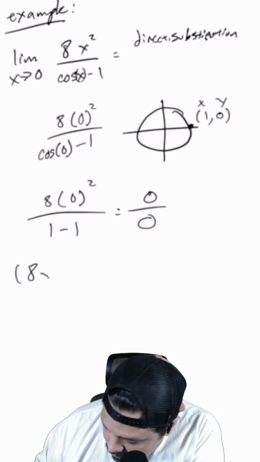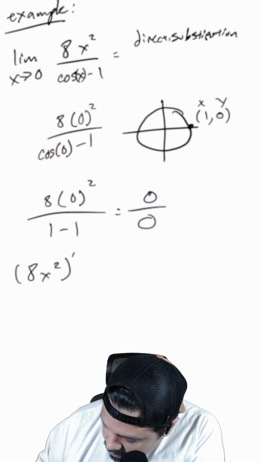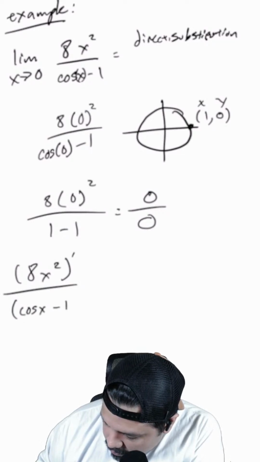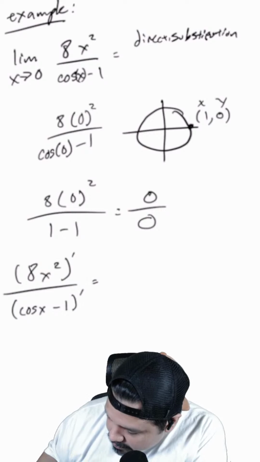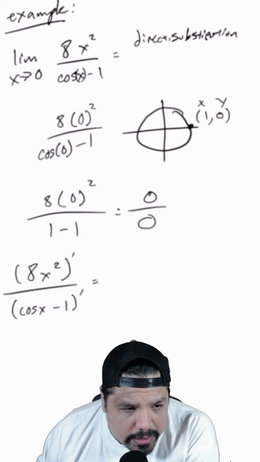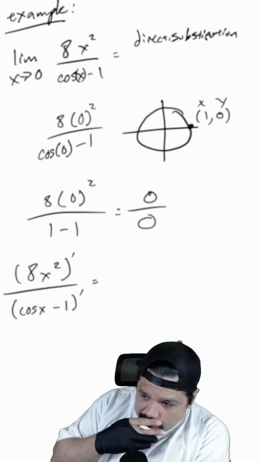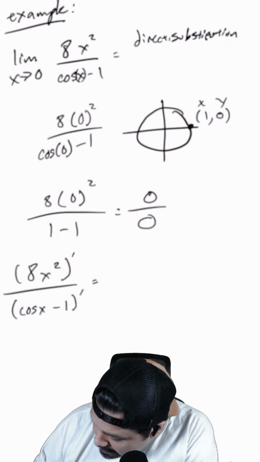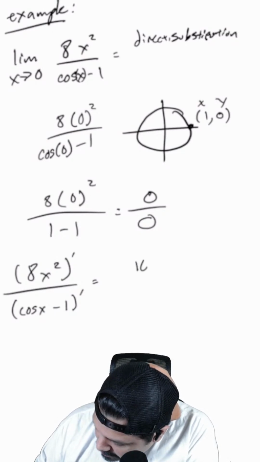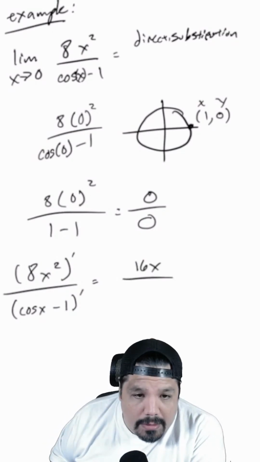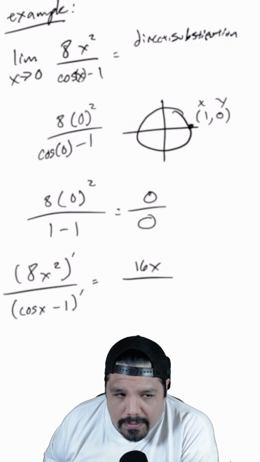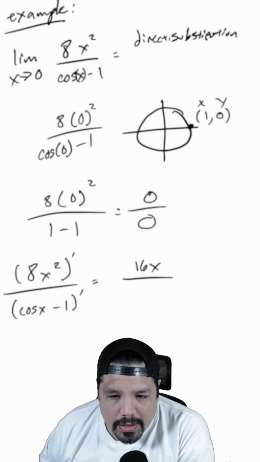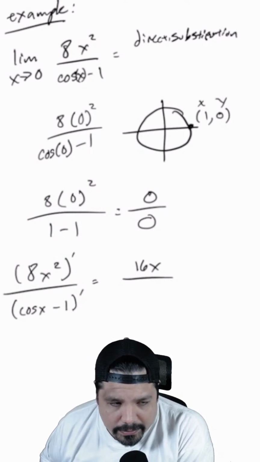Let's take the derivative of 8x squared, and let's take the derivative of cosine x minus 1. What do you think that is? Well, the derivative of the top, you got that right, is 16x. It's 8 times 2, that's 16. 2 minus 1 is 1, and that is our new degree.